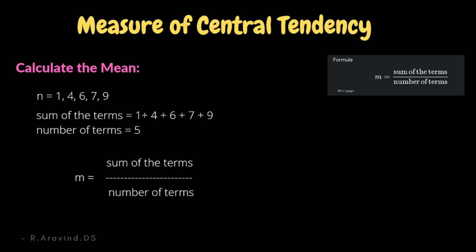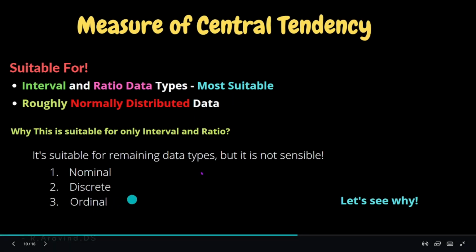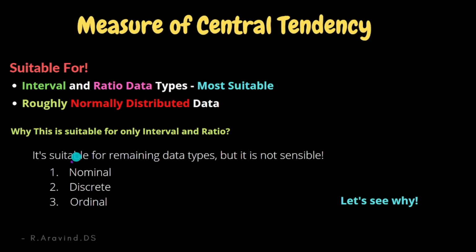What is the kind of data? There is a specific condition if you are going to impute the mean. Interval and ratio data types are most suitable. Nominal, discrete, and ordinal are also suitable, but it is not sensible. I have mentioned that it is suitable for the remaining data types, but it is not sensible.